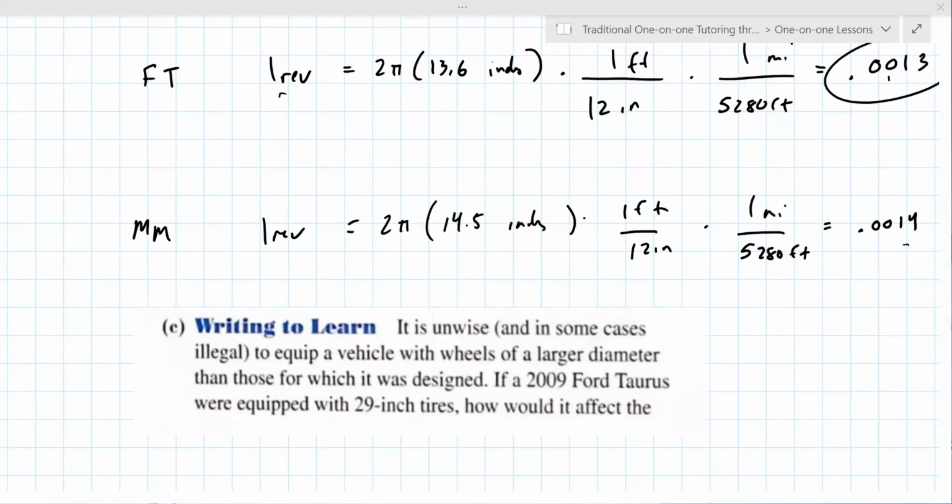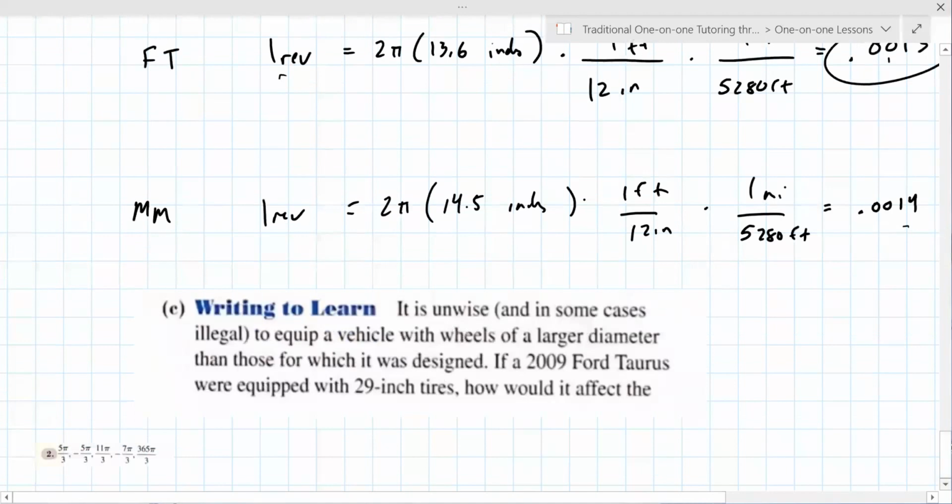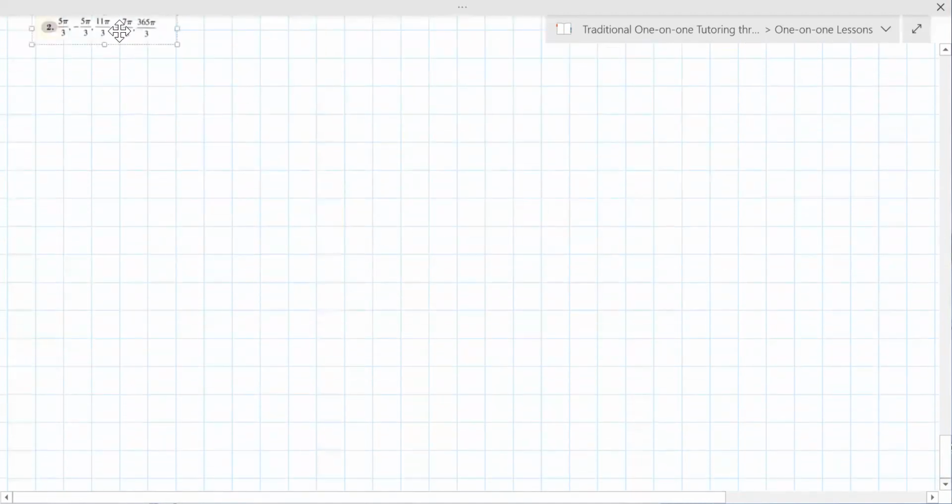We spent a lot of time on those problems, and I'm sure these are also unclear. That's interesting. Identify one angle that is not coterminal with the other. Okay. All right, so we're starting a completely new section here.